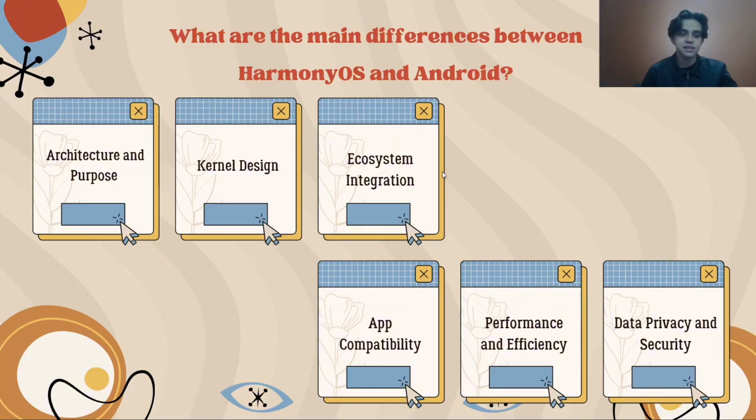HarmonyOS enhances security through its microkernel architecture. By isolating system components, it reduces potential attack surfaces. This means that HarmonyOS is designed to be more secure from the ground up, with fewer opportunities for attacks. In contrast, Android security largely depends on timely updates and patches from device manufacturers.